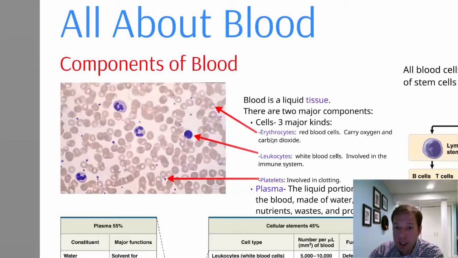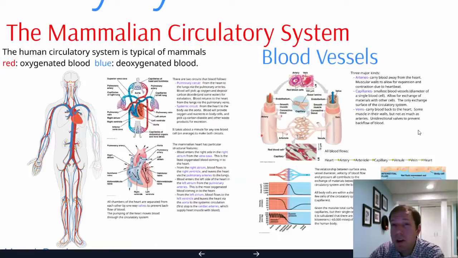The erythrocytes, or the red blood cells, are going to be the primary carriers of oxygen and carbon dioxide, oxygen being a necessary ingredient in cell respiration, and carbon dioxide being a byproduct that needs to be transported back to the lungs. That brings us more officially now to the mammalian circulatory system.